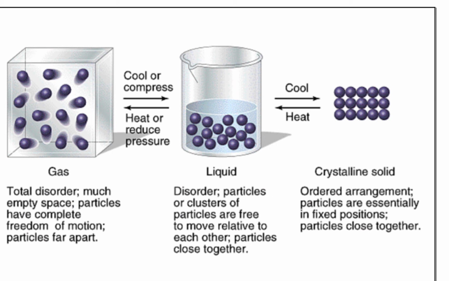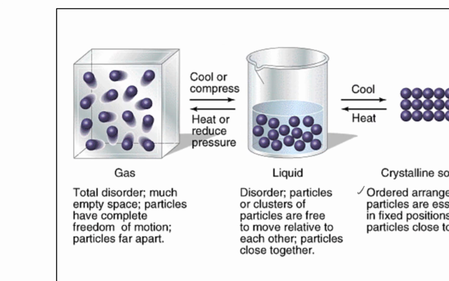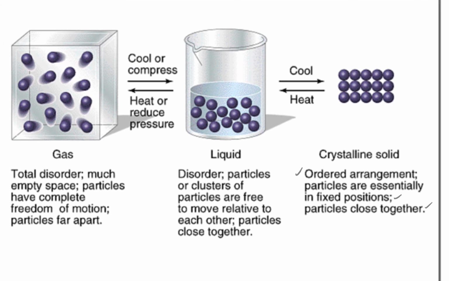First, let's look at some different properties of these 3 phases of matter. These should be familiar to you, but it's probably good to review. Starting with solids. Solids tend to have ordered arrangements, particles essentially in fixed positions, and the particles very close together. That's what gives solids their hardness and their definite shape. If you heat a solid, you can turn it into a liquid, where there's more disorder. Particles are free to move relative to each other, but those particles are still close together.